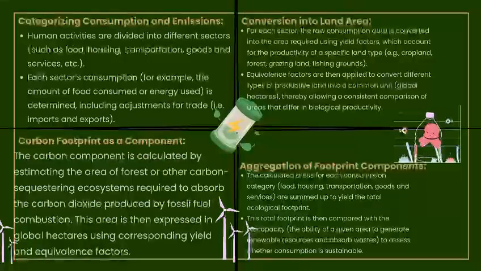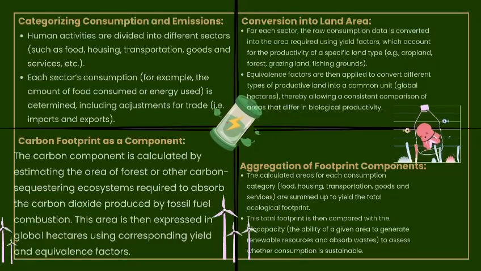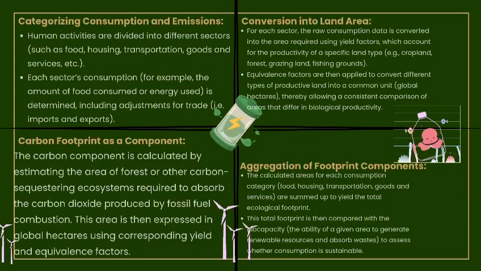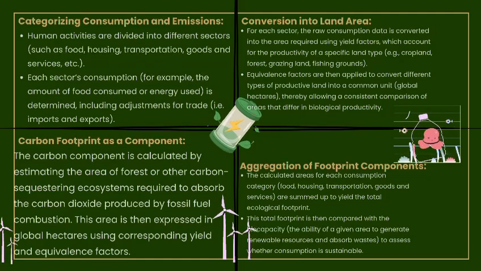Conversion into land area. Raw consumption data is transformed into land area by applying yield factors, which reflect the productivity of different land types, and equivalence factors to standardize these areas into global hectares.